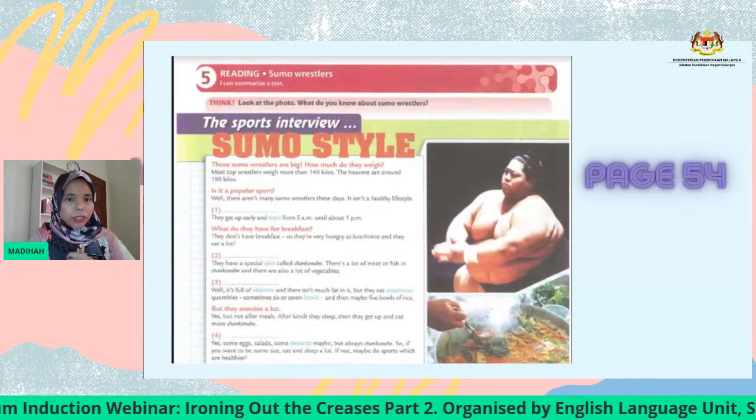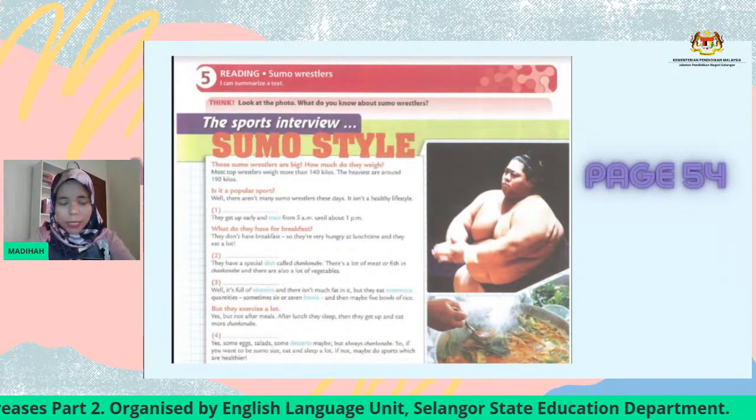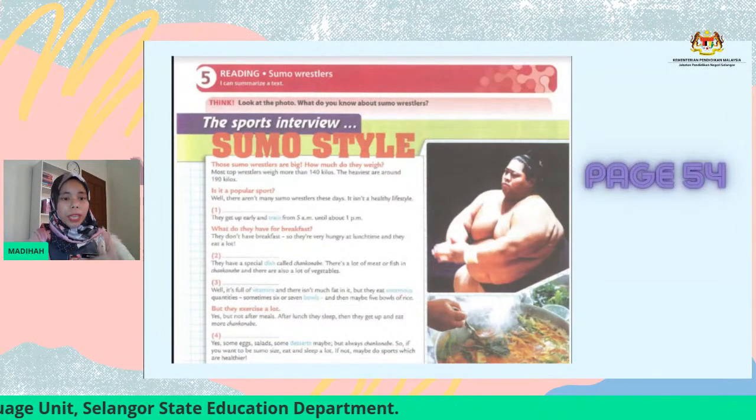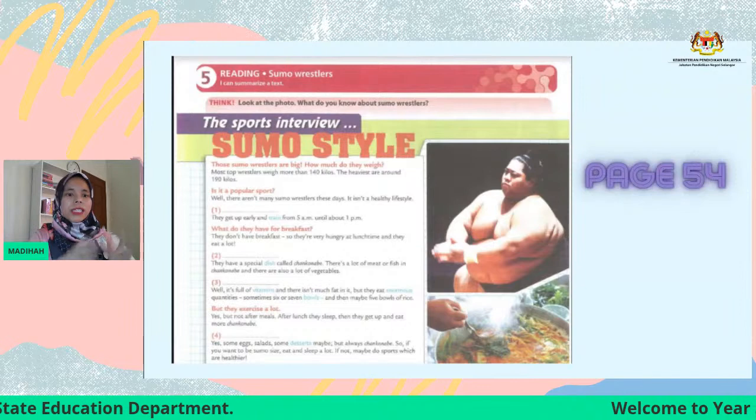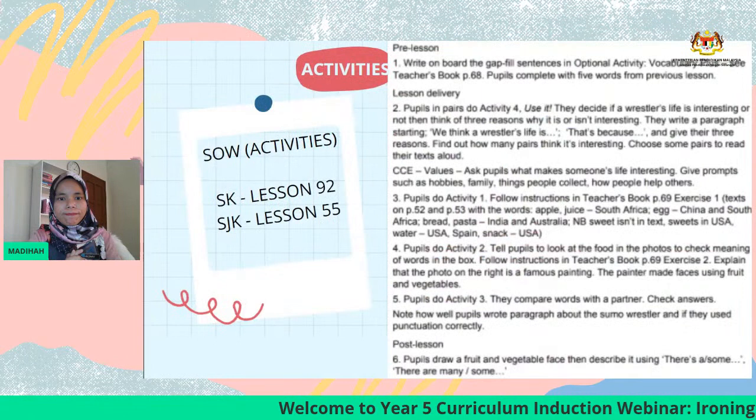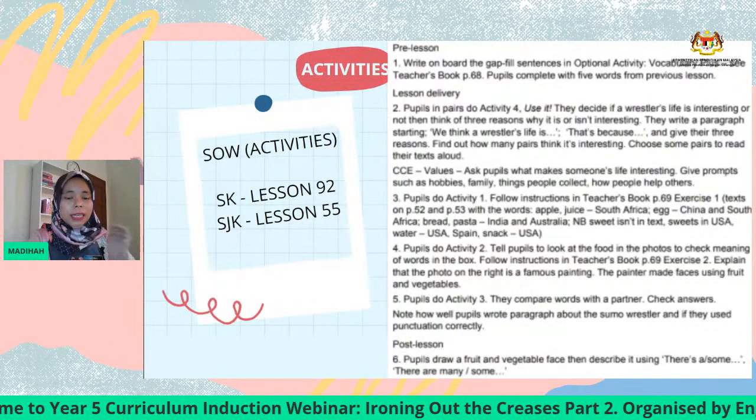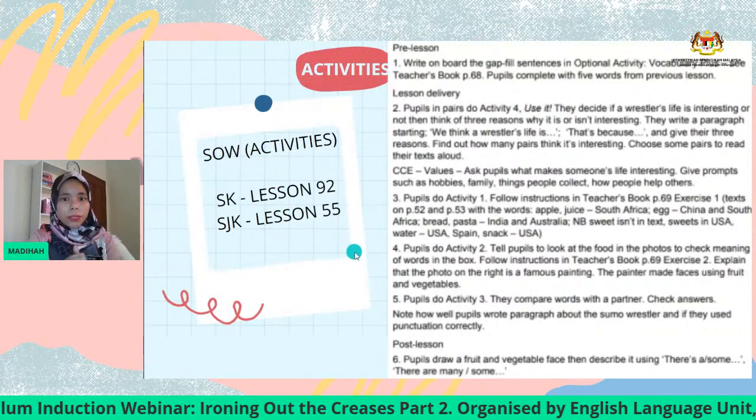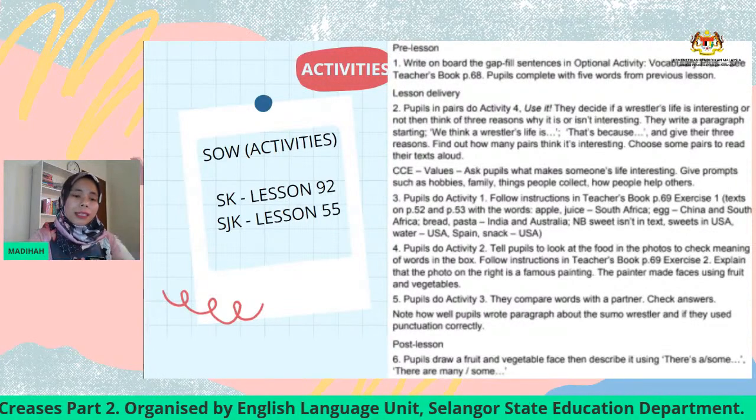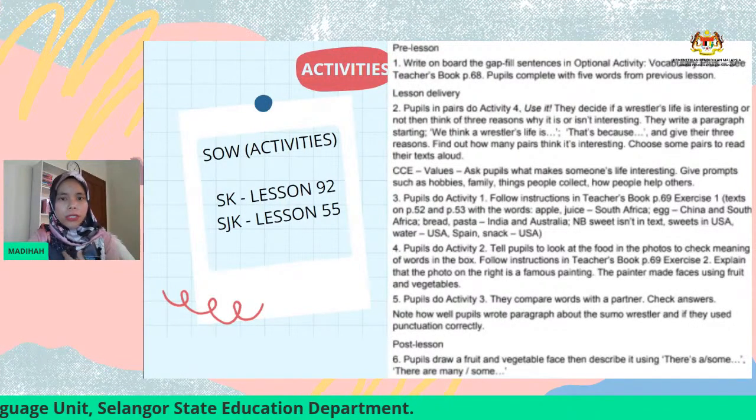So as I mentioned earlier, it is still under the same text, even though it is written there as reading clearly. But from the SOW, they suggested we use this page, page 54, to come up with our writing lesson. Okay, next slide, please. This is exactly the lesson flow from SK lesson 92 and SJK lesson 55. There are 6 steps in the flow, and again, we have tried to adopt and adapt it to fit our students.